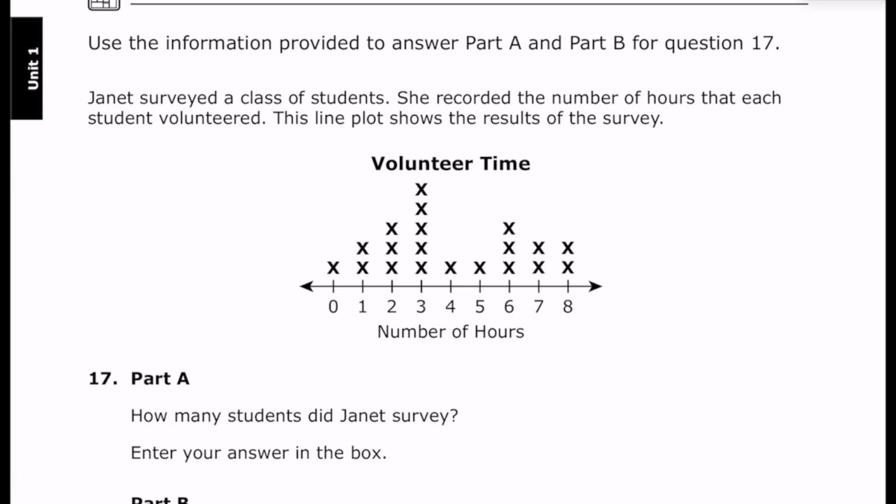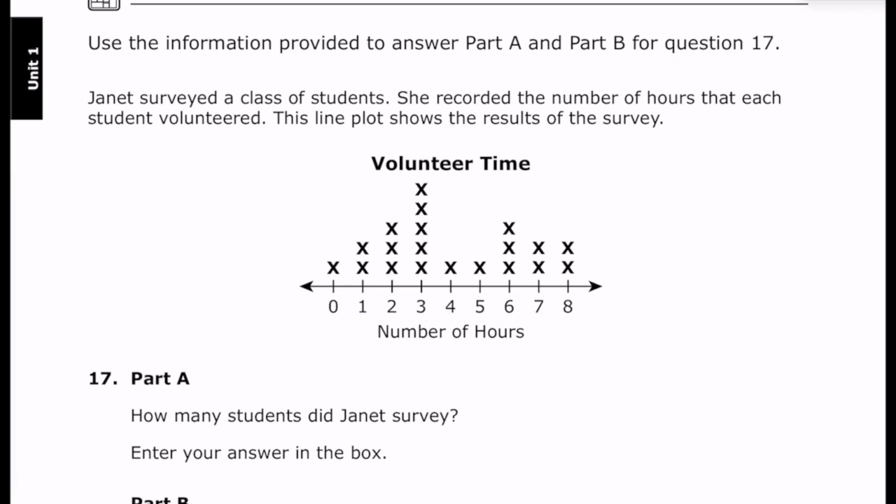So just if we're trying to understand what this is showing, there was one person who volunteered for 0 hours. There were 2 people that volunteered for 1 hour, 3 people volunteered for 2 hours, 5 people volunteered for 3, 1 for 4 hours, 1 for 5 hours, 3 people volunteered for 6 hours, 2 people volunteered for 7 hours, and 2 people volunteered for 8 hours. So just trying to make that super clear.